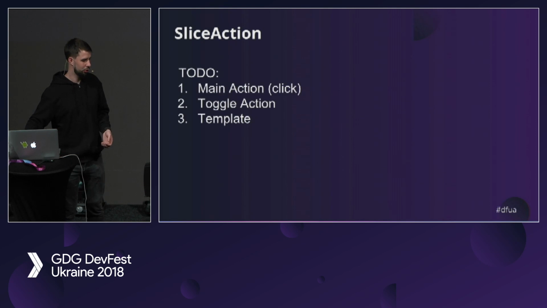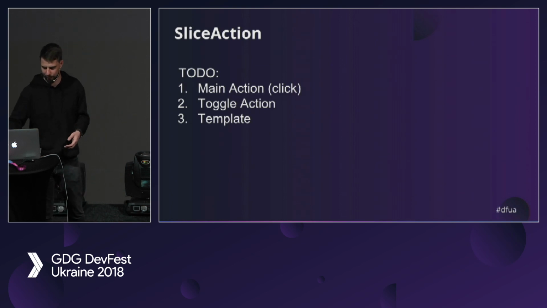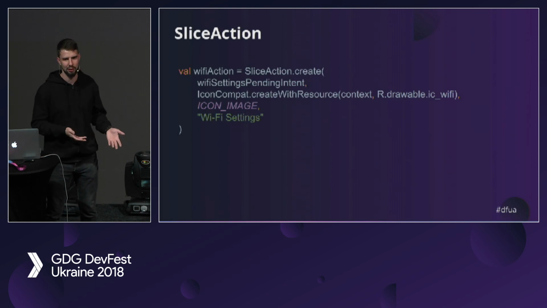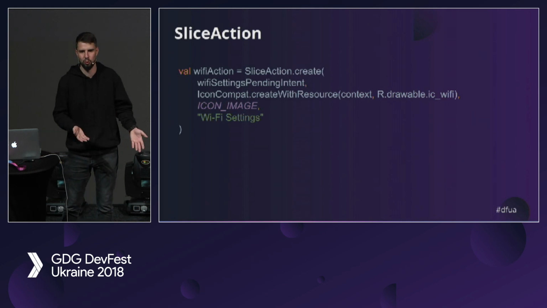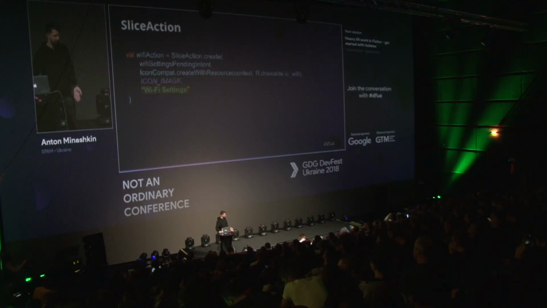So here's our Jira board. And we have three actions to do. First of all, we need main action. If somebody will just click on the slice, we need to do something. We have toggle action, and we have a template to get the things together. Let's start from the main action. Main action is just a pending intent, which leads us to the settings screen. If, for example, somebody just clicks on it, we want to open the settings screen because we don't know what the user wants to do with the Wi-Fi. And we have icon here, intent, and Wi-Fi settings string.